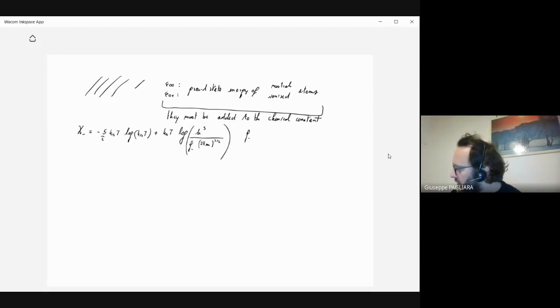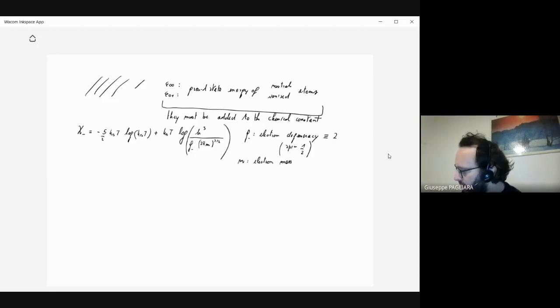Now g minus is the electron degeneracy, and we will impose that this number is equal to 2 because we have a spin 1/2, of course, of the electrons. Okay, and m, small m, is the electron mass.